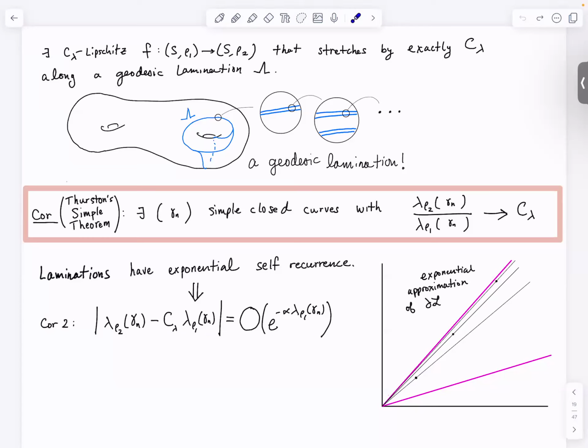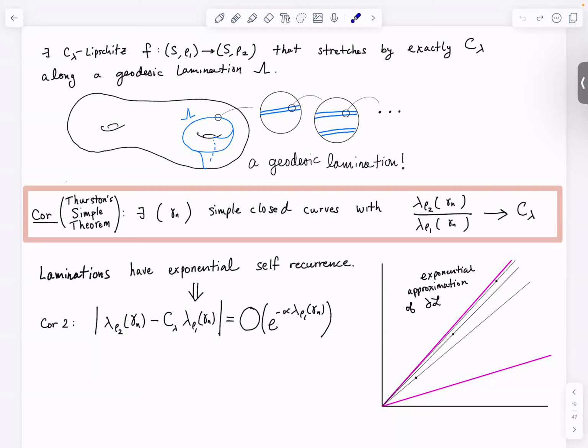So pictorially, what that means is if I start plotting the slopes, the pair of length for each of these simple curves, gamma n, in the corollary, not only are their slopes approaching the top, the supremal slope, but the actual points are getting very close to this wall. They're getting exponentially close to the wall. So it's a much stronger approximation result that you actually get here.